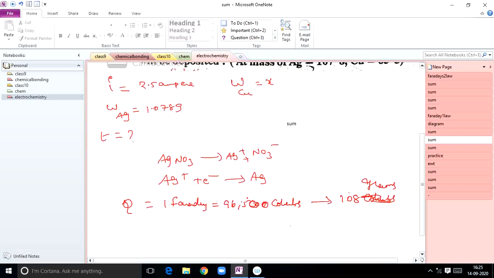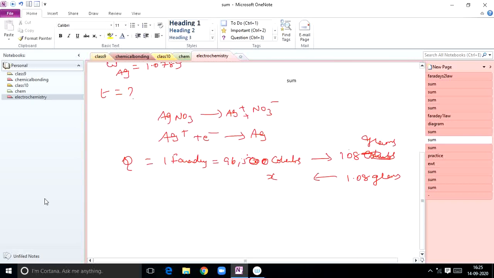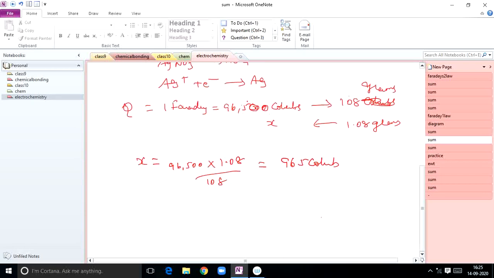Now, in order to deposit 1.08 grams approximately, how many coulombs of electricity are required? Take it as X. So X is equal to 96,500 into 1.08 by 108. So approximately 965 coulombs you will get.